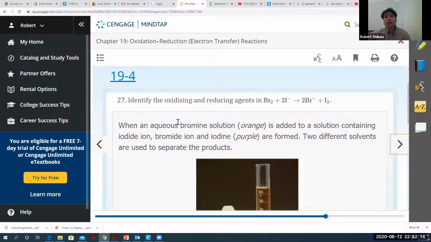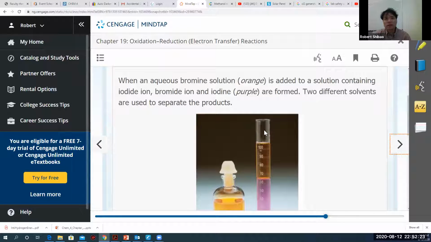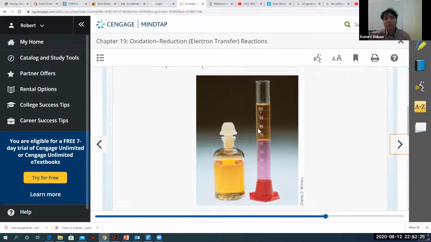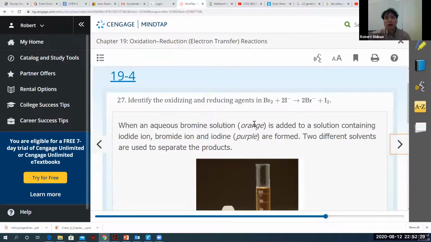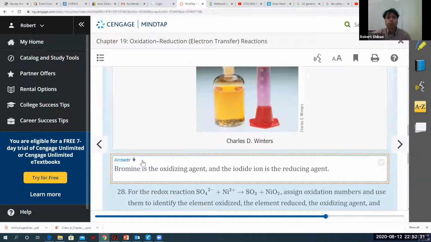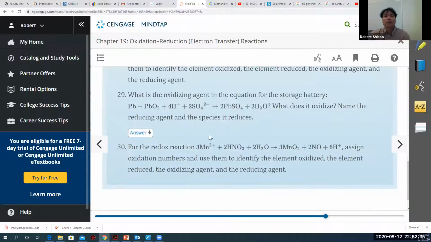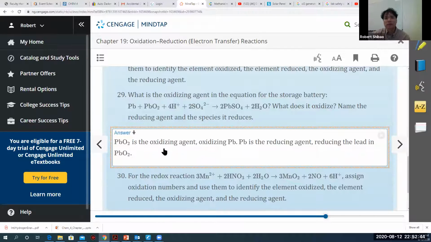27, identify the oxidizing and reducing agents here. So bromine is going to be the oxidizer, iodide is the reducer. When aqueous bromine orange solution is added, 2 different solvents separate the products. What is the oxidizing agent in the equation for the lead storage battery? The oxidizing agent is PbO2. We already saw that earlier.